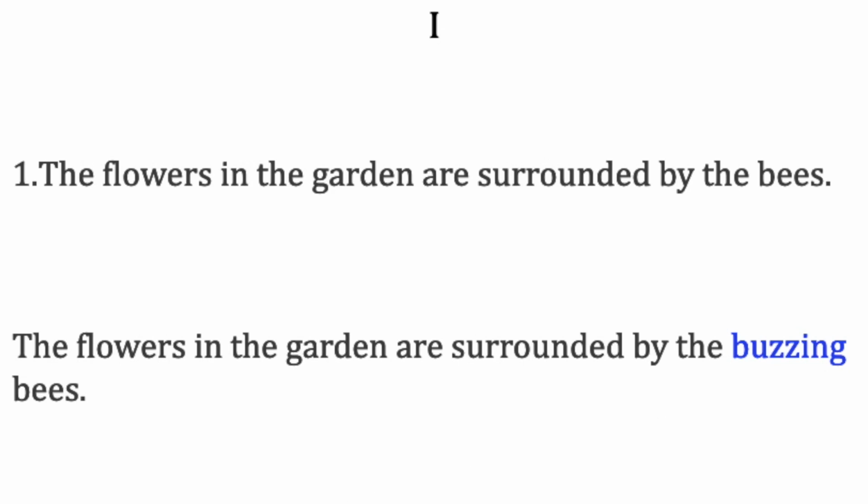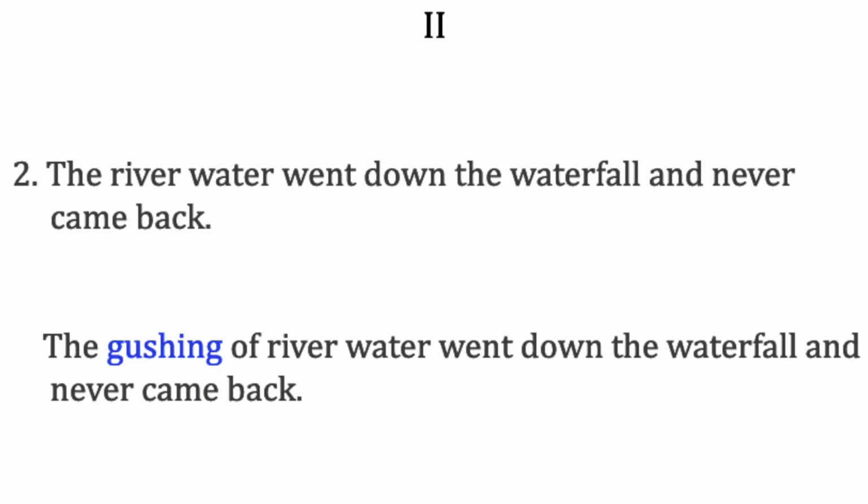How about this particular sentence? The river water went down the waterfall and never came back. The river water went down, but when you speak the same sentence with gushing, the water is flowing with some noise: the gushing river water went down the waterfall and never came back. The river water is making some noise. What's that noise? Gushing, gushing sound.